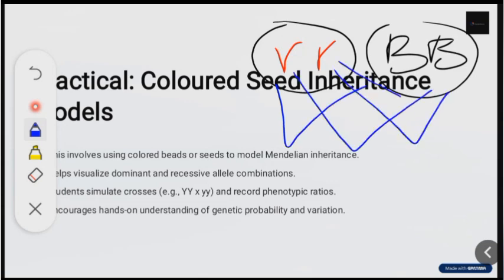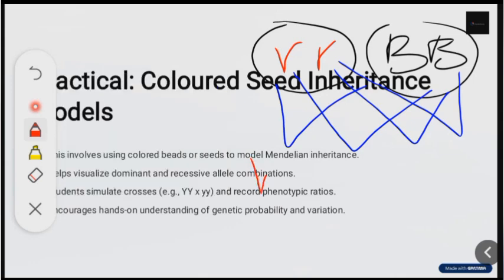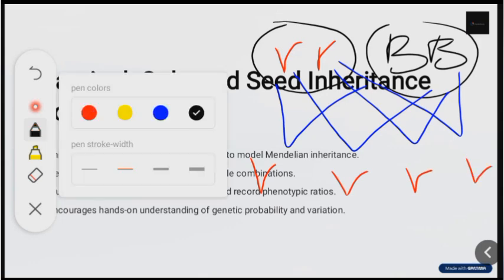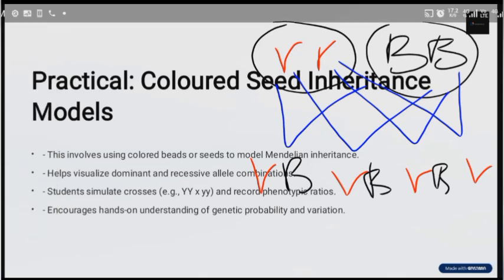Now, when you cross these two individuals, instead of drawing pictures, you can use those beads to perform them. You now have R, R, R, R, B, B, B, B. Okay? So something like this, you can create many scenarios, do it as much as you like. This will encourage you to understand genetics and probability very, very well.